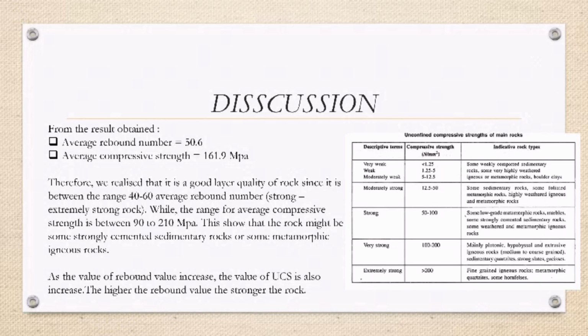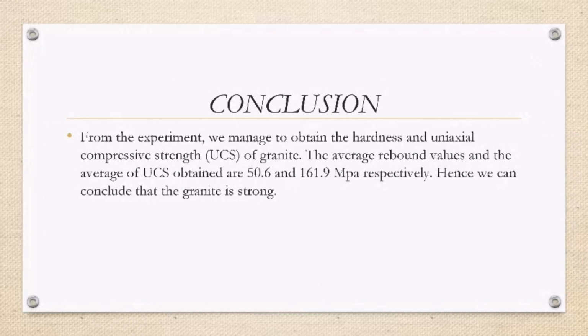As the rebound value increases, the value of UCS also increases. The higher the rebound value, the stronger the rock. For conclusion, from this experiment we managed to obtain the hardness and uniaxial compressive strength, which is UCS, of granite. The average rebound value and the average UCS obtained are 50.6 and 161.9 MPa respectively. Hence, we can conclude that the granite is strong.